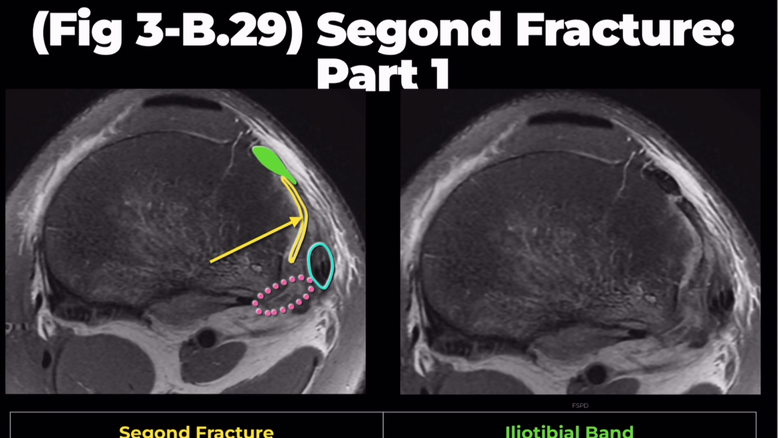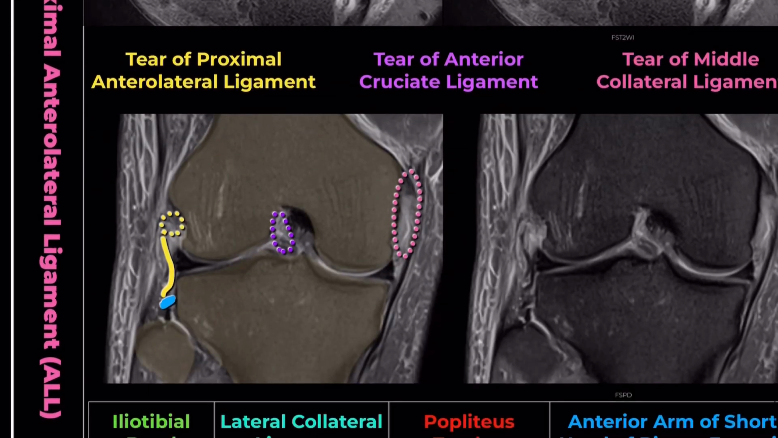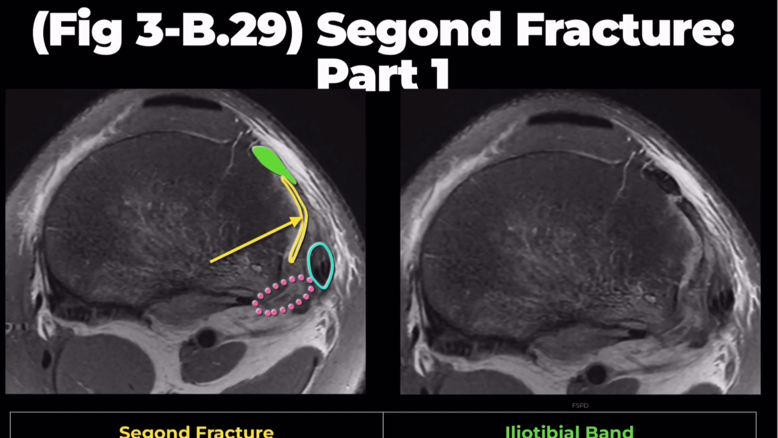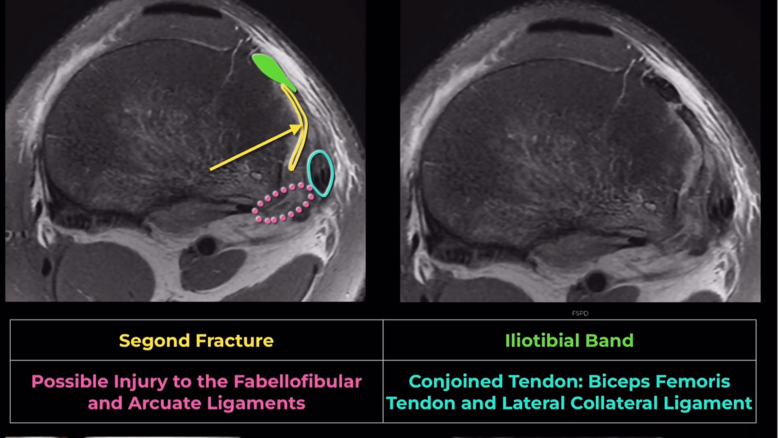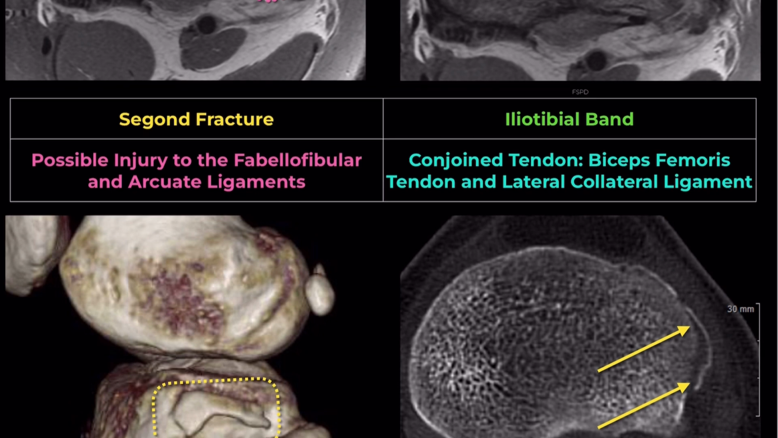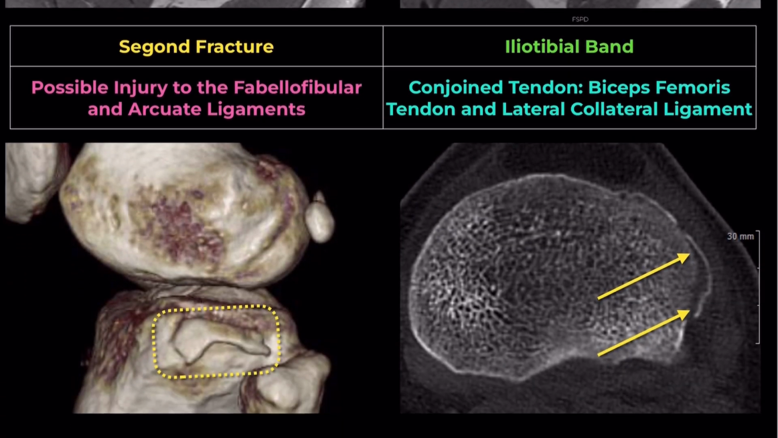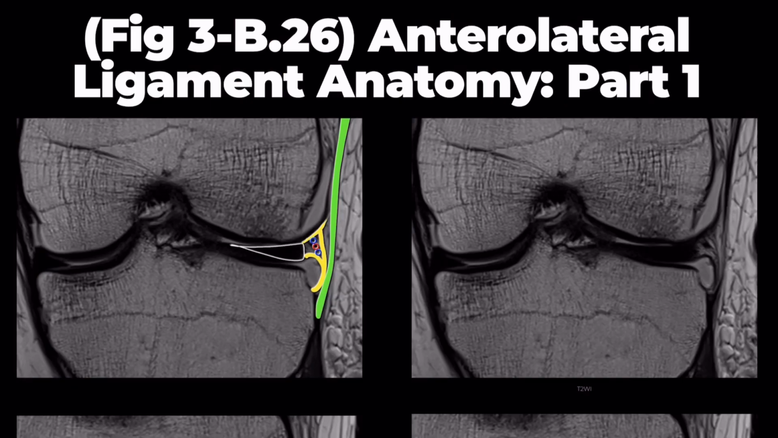The anterolateral ligament can sustain different types of injuries, proximal injuries, distal injuries, or a distal avulsion fracture known as a Segond fracture. Our focus today will be on diagnosing this Segond fracture. The diagnosis of a Segond fracture can be made relatively easily based on its characteristic location and shape on imaging studies. The key is understanding the anatomy of the anterolateral ligament tibial insertion.